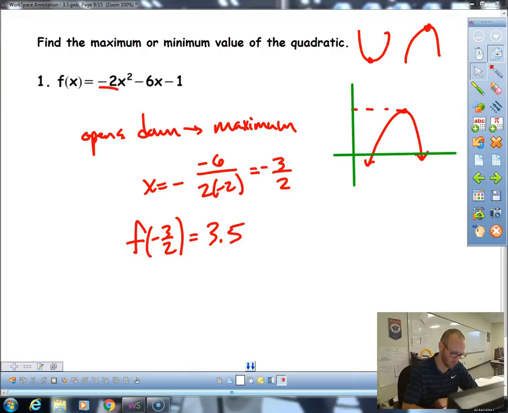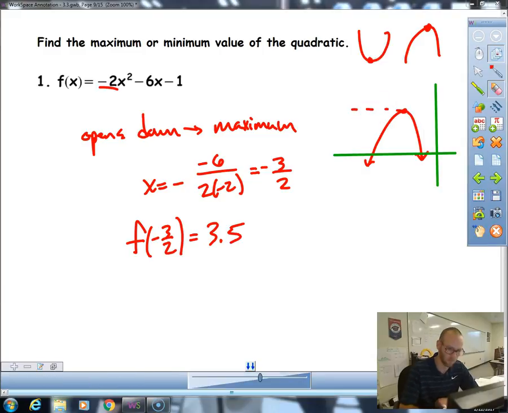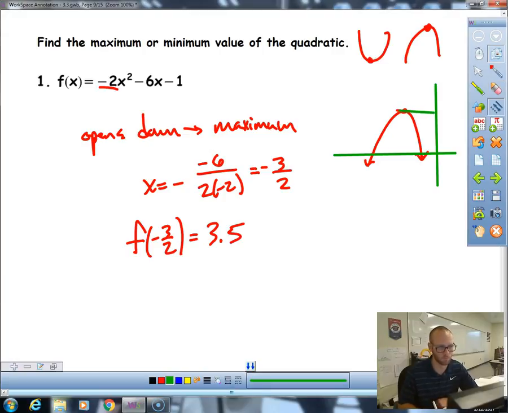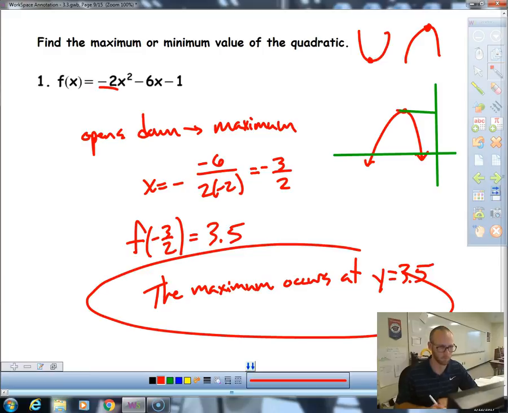Okay. Now, forgive me on this. I just realized I threw the y-axis up here pretty lackadaisically. Our vertex is in the negative x values. Should have been like this. I don't know if I nailed it other than that. It's probably still off. But anyway, 3.5. The maximum occurs at y equals 3.5. There we go.